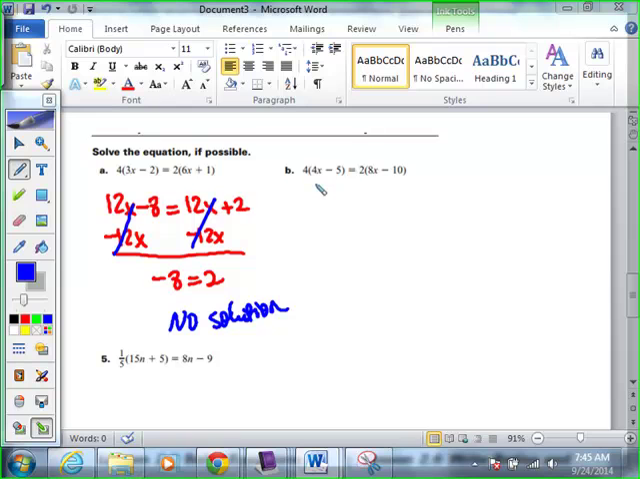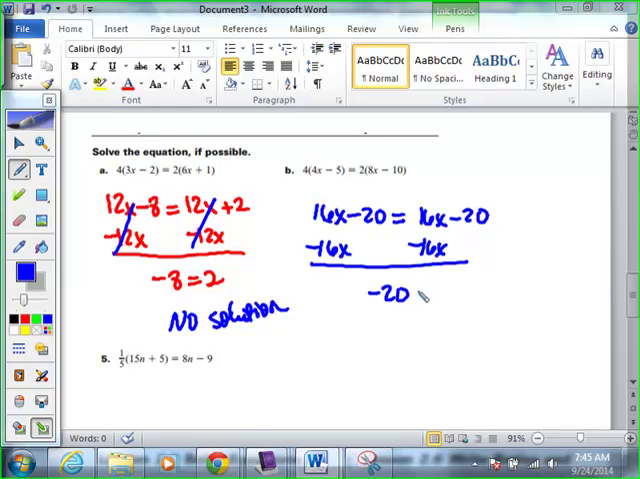Let's go ahead and do this next one. 4 times 4x is 16x. 4 times negative 5 is negative 20. 2 times 8x is 16x. 2 times negative 10 is negative 20. Again, I'll subtract the variable term, in this case, the 16x. I get negative 20 equals negative 20. So again, the variable terms dropped out, but now I do have a true statement that's left, and we call this the identity. That was the first definition that we went over.